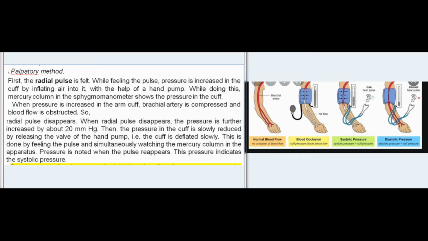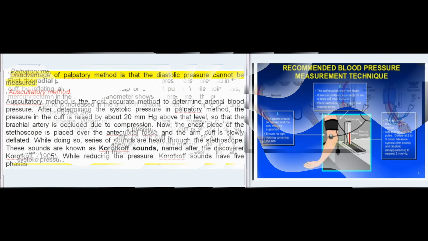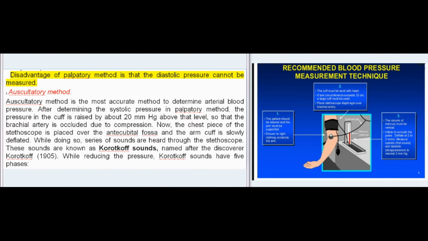Then, the pressure in the cuff is slowly reduced by releasing the valve of the hand pump, i.e. the cuff is deflated slowly. This is done by feeling the pulse and simultaneously watching the mercury column in the apparatus. Pressure is noted when the pulse reappears. This pressure indicates the systolic pressure. Disadvantage of palpatory method is that the diastolic pressure cannot be measured.